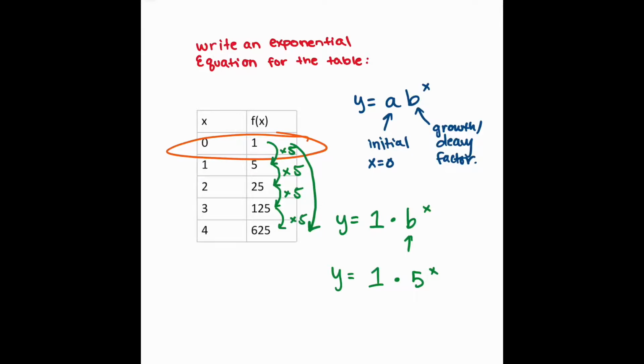5. Okay, so I can just drop that 1 because anything times 1 is just itself, so it's really just 5 to the power of x. There's my exponential function that represents that table of values.